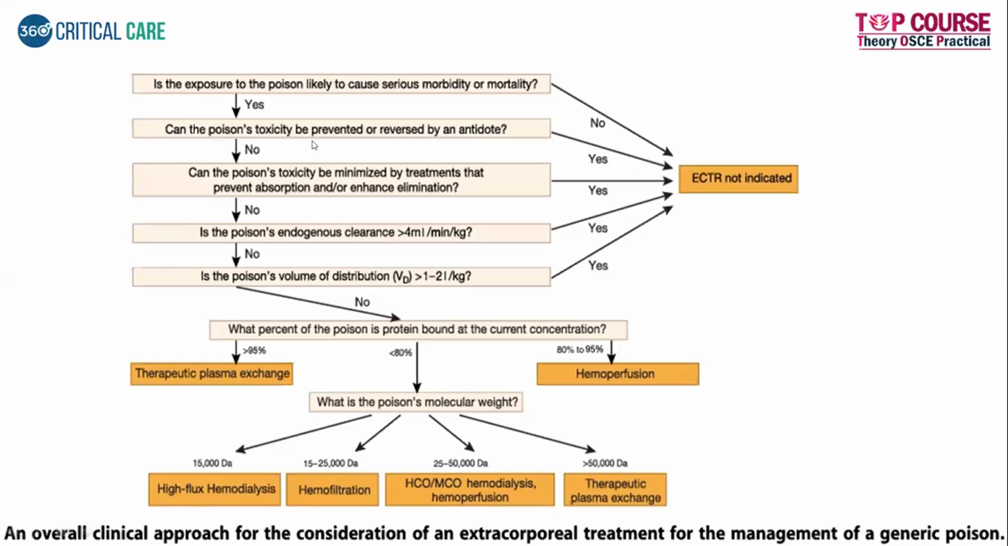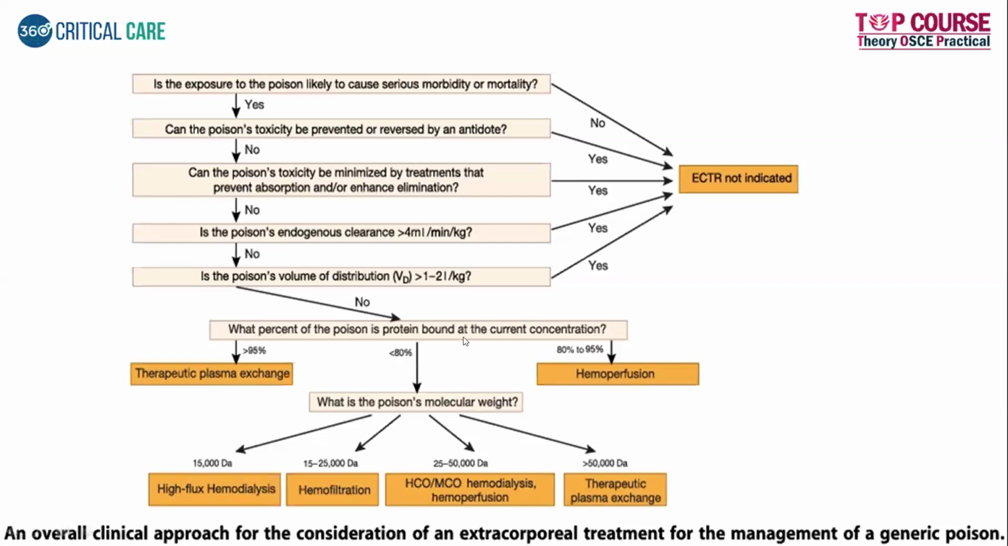The second is there any antidote which is present for this toxicity? If there is no antidote, then comes, can the poison's toxicity be minimized by treatments that prevent absorption and or enhance elimination? If it is no, then comes your first. See whether the poison's endogenous clearance. So first comes your clearance, second comes your volume of distribution. Okay, third comes how much is it protein bound.